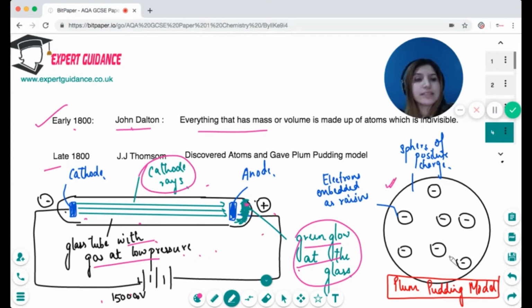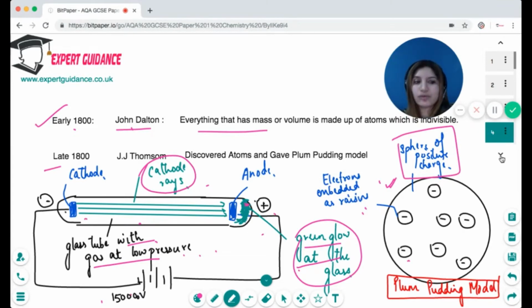Now, what was this plum pudding model? This plum pudding model says that the atom is a sphere of positive charge. The positive charge is equally distributed, and in this sphere of positive charge, the electrons are embedded like raisins. According to him, the electrons and the positive charge were equal, therefore the atom is neutral.